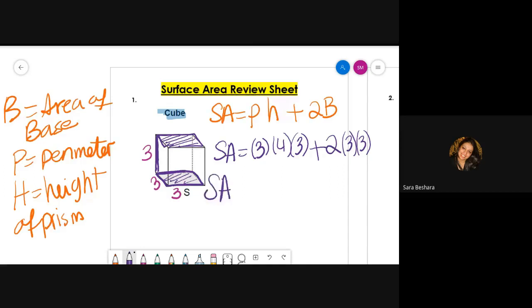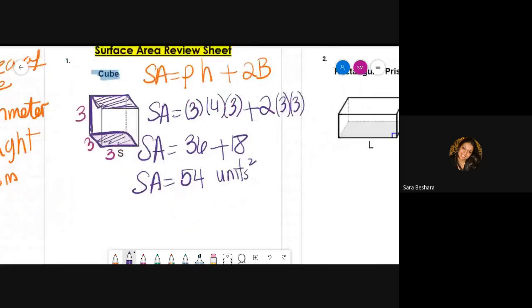3 times 4 is 12. 12 times 3 is 36. Plus 2 times 9, that is 18. Okay, and then let's add 36 plus 18. The surface area is 54 units squared. Okay? All right.